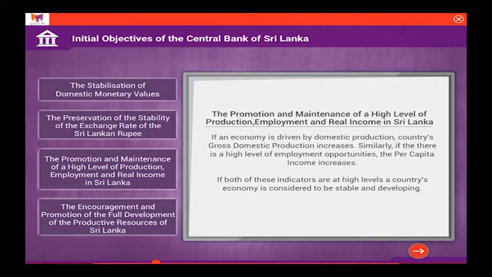Similarly, if there are high levels of employment opportunities, the per capita income increases. This is a measure of the amount of money earned per person in a country. It is also an important economic indicator and is used as a means of evaluating the living conditions and quality of life in different countries. If both these indicators are at high levels, a country's economy is considered to be stable and developing.